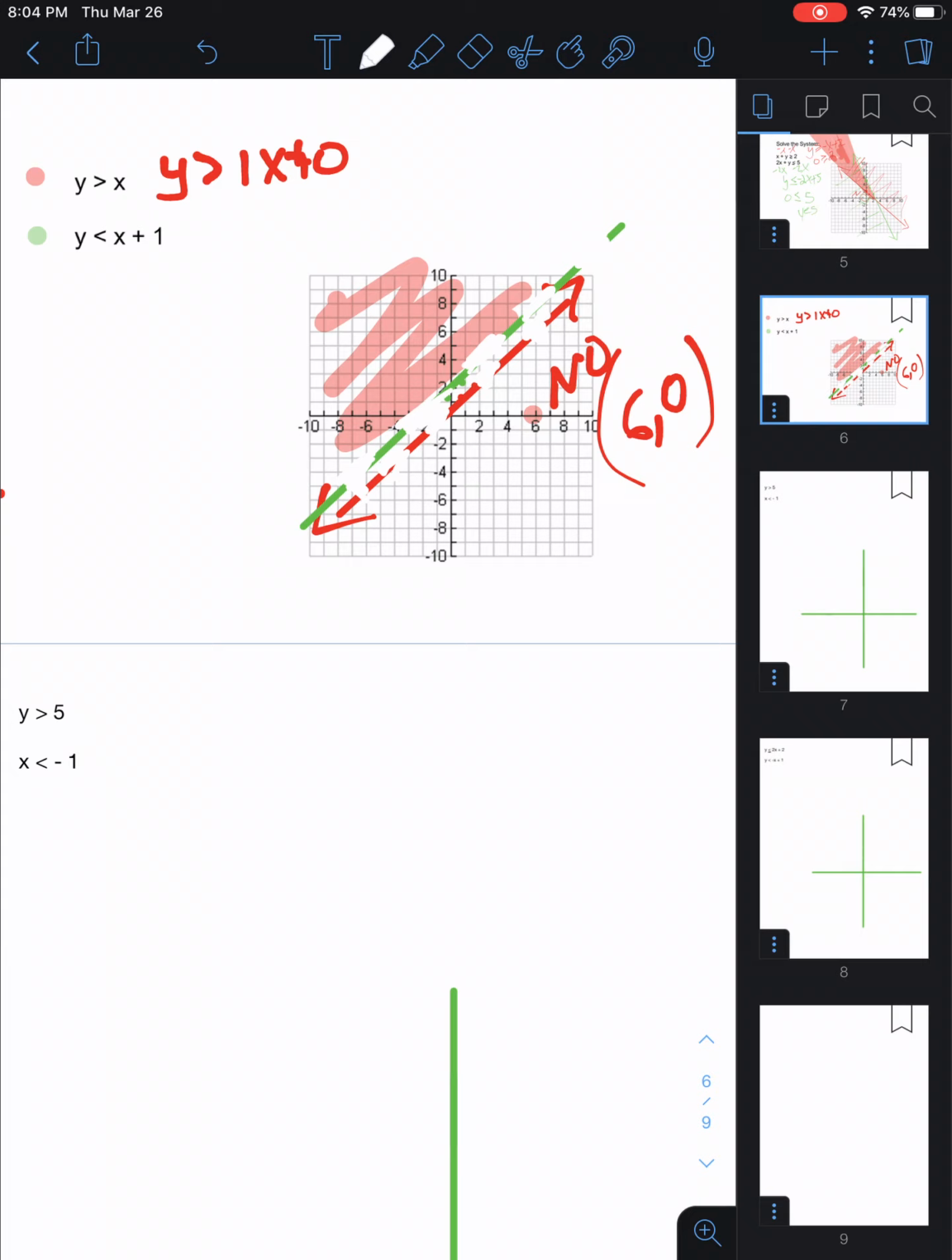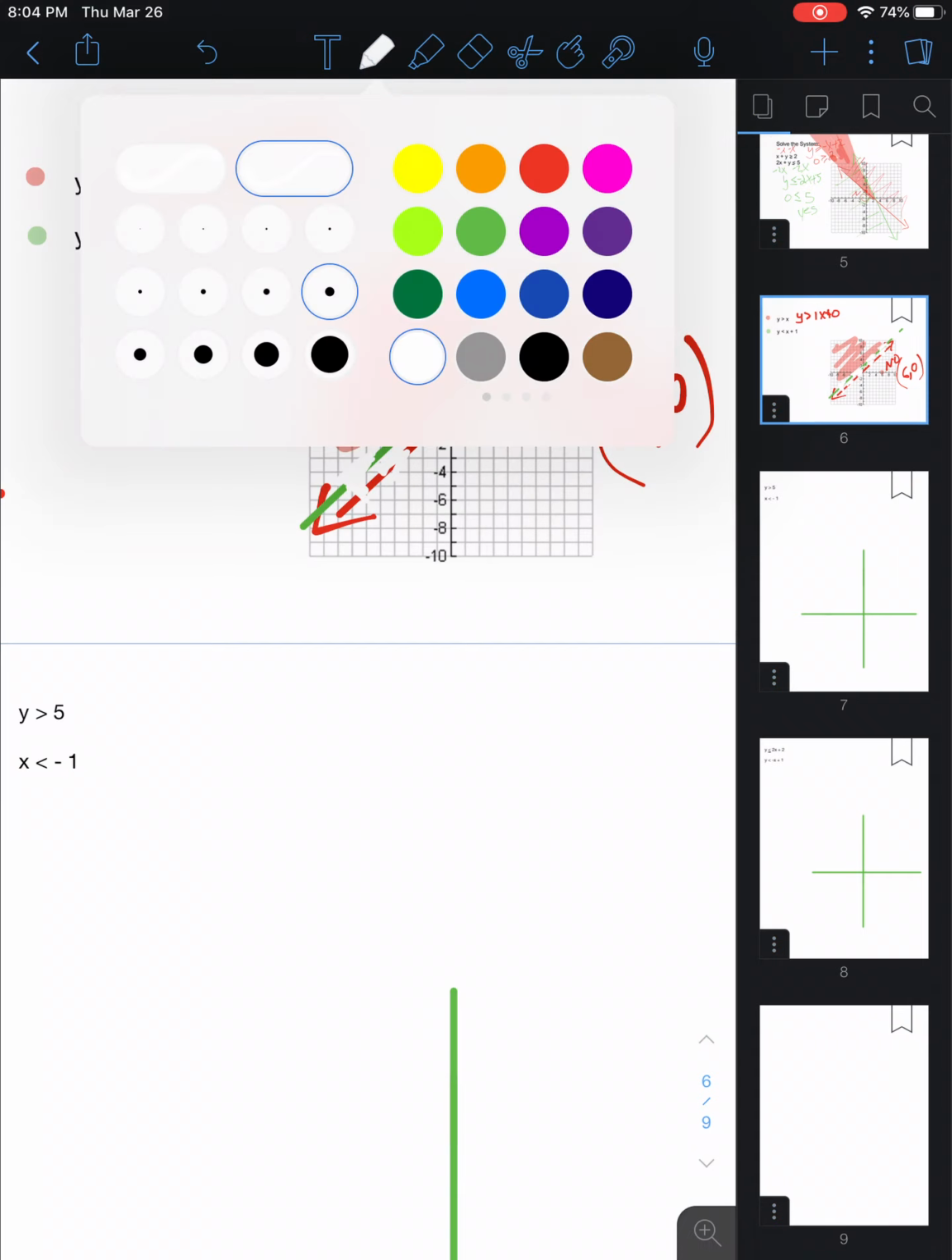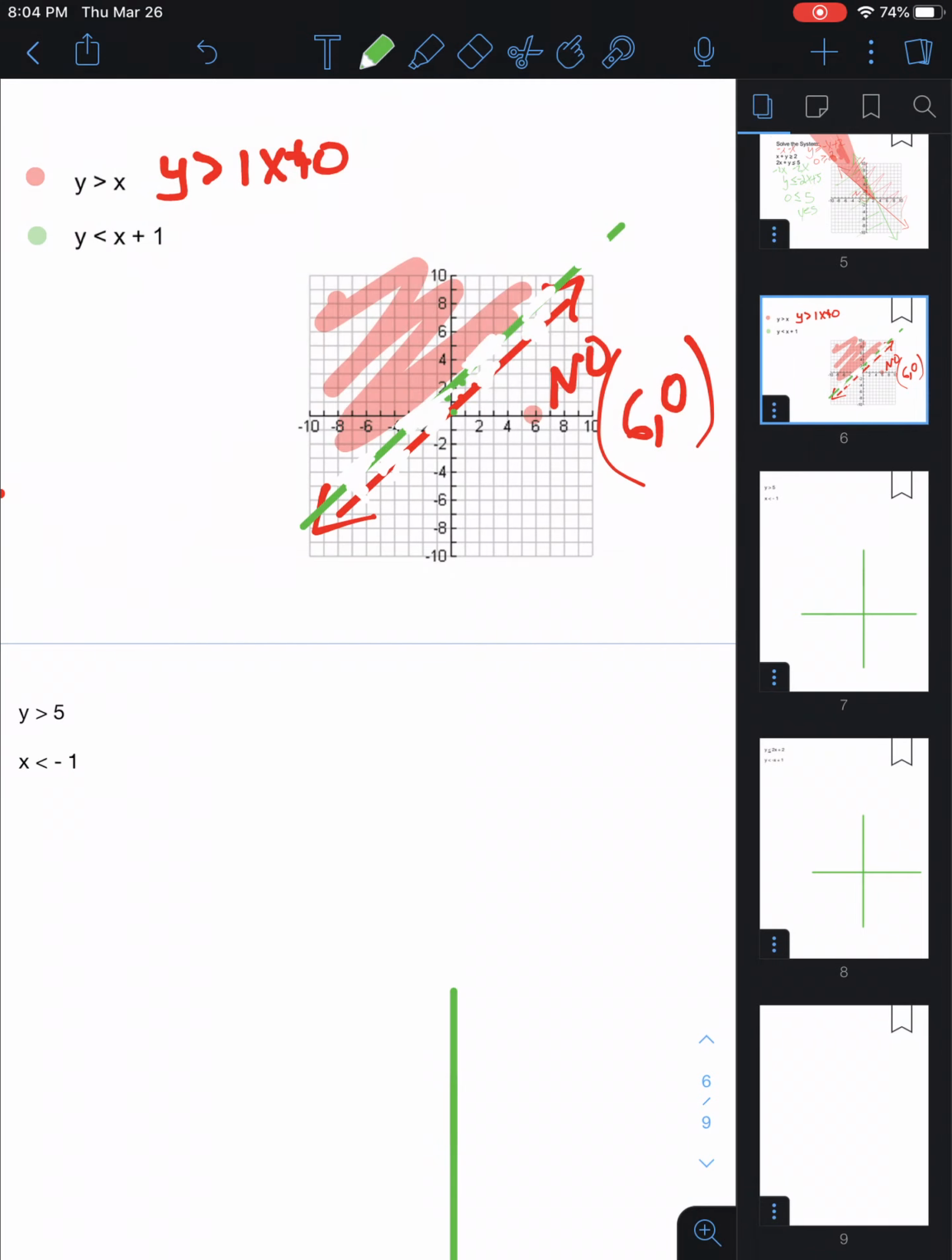So if I pick 0, 0 over here, which is not on that line, that would be 0 is less than 1, and that's true. So it's going to be on this side.